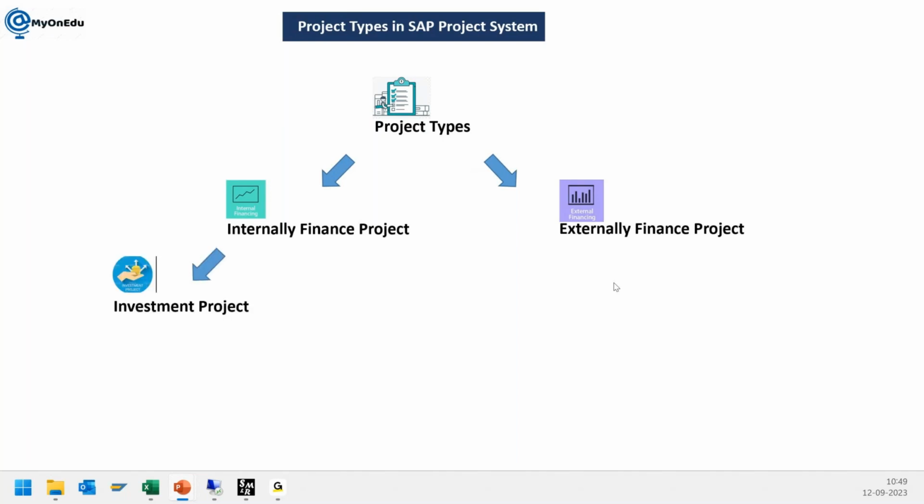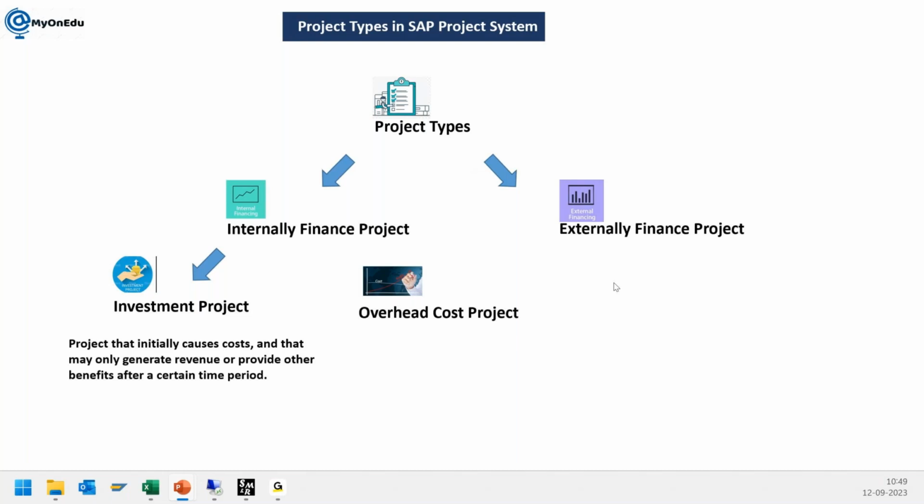When we are financing our own project, that becomes our investment project. When we are financing by ourselves, we have two types of project: investment and overhead. What is the difference? We will understand.